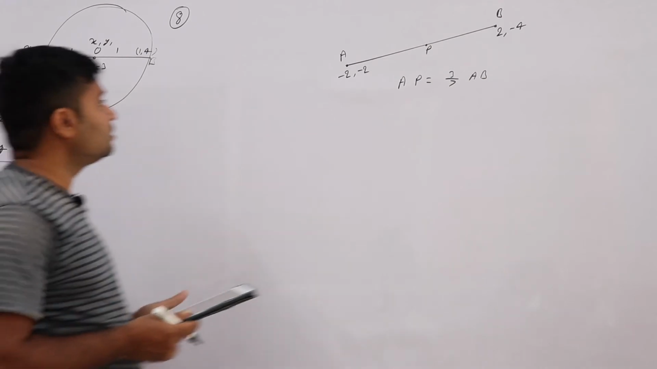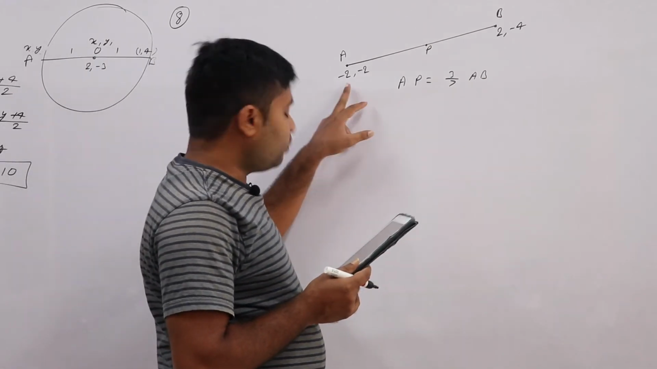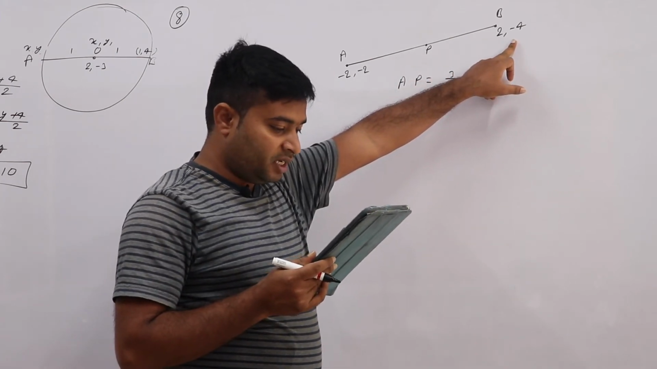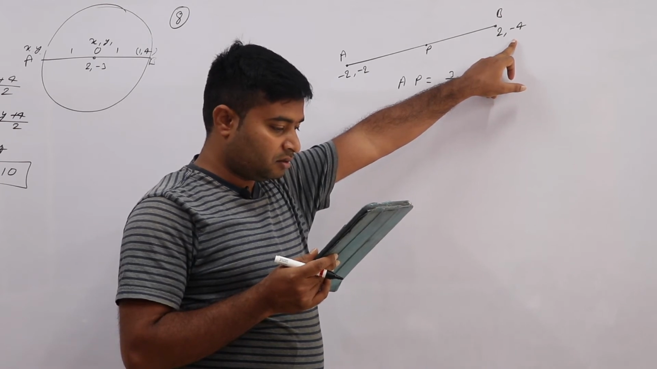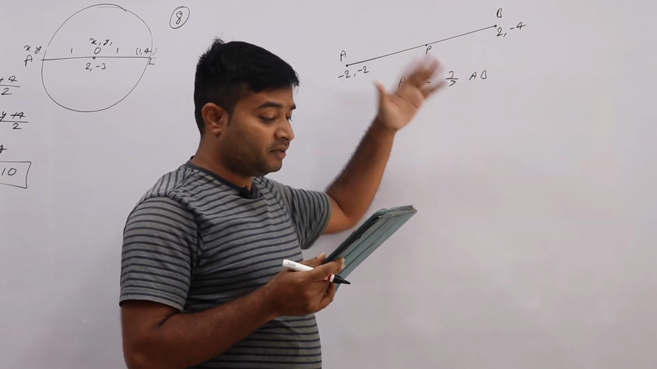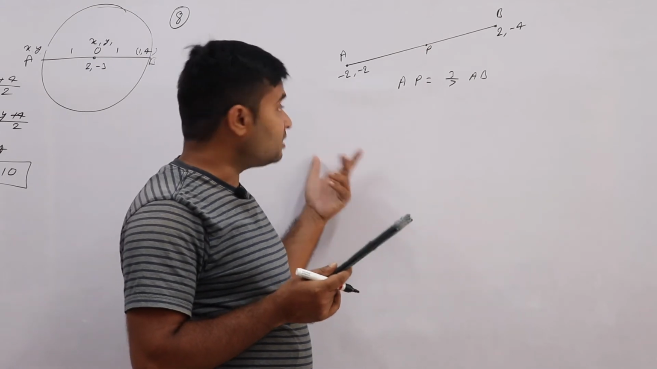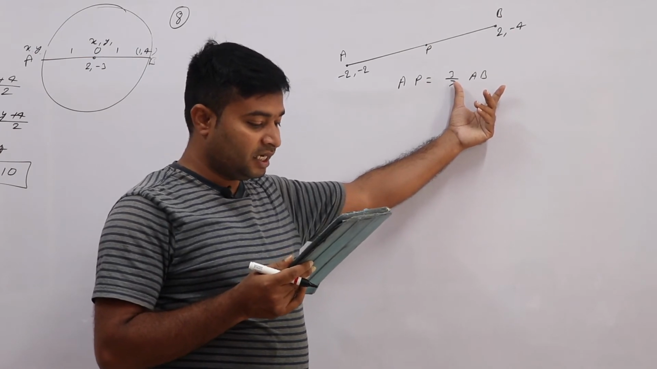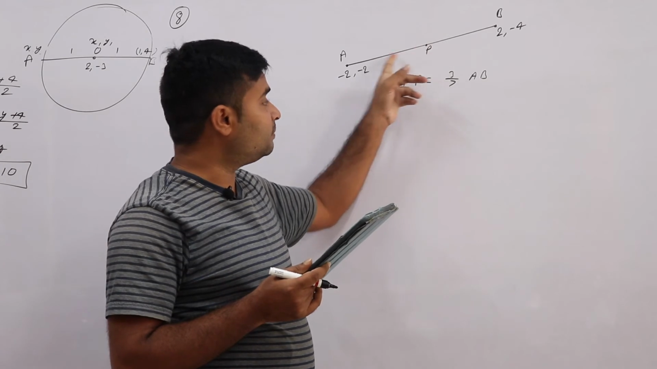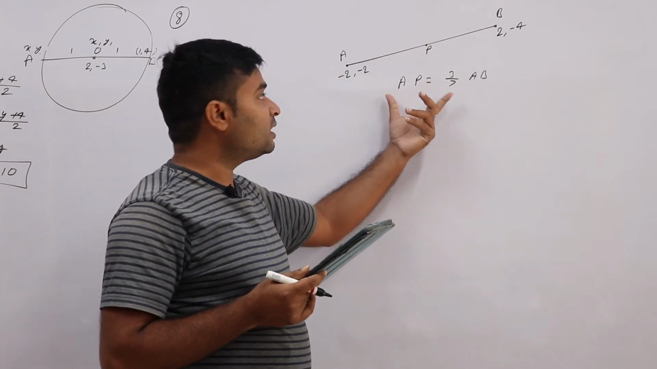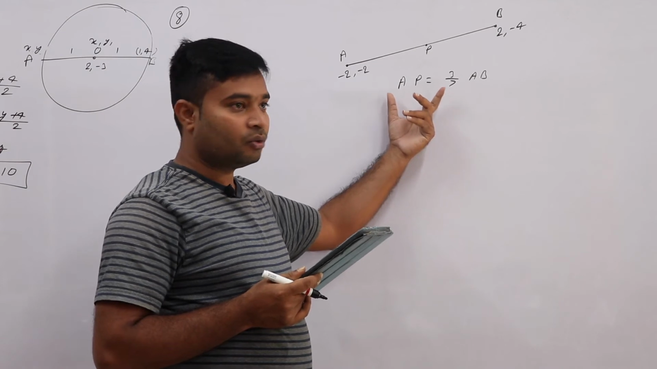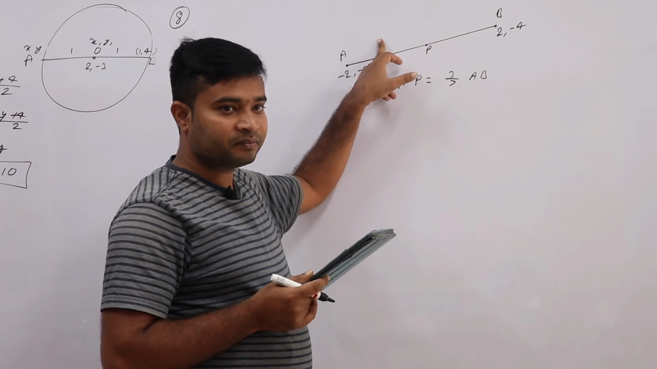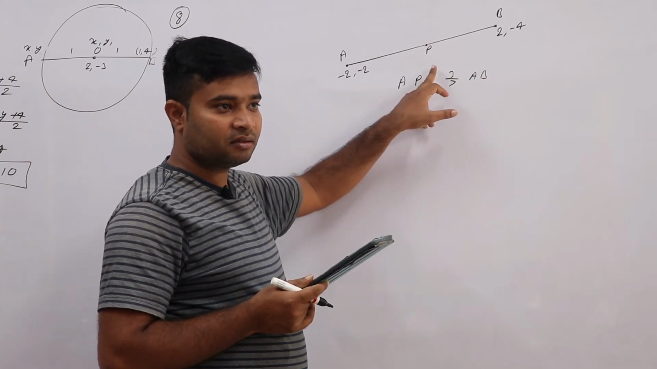See the next question, question number 8. It says if A and B are respectively given, find the coordinate of point P such that AP is equal to 3 by 7 AB, and P lies on the line. Means one ratio is given. If we get the ratio, like in which ratio these two are dividing, we can find this P. Yes or no?